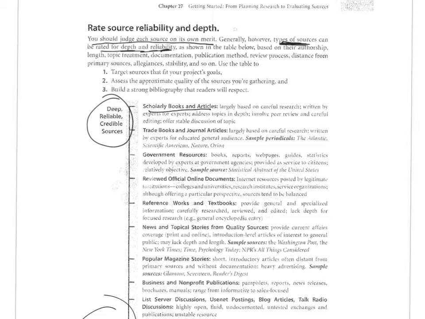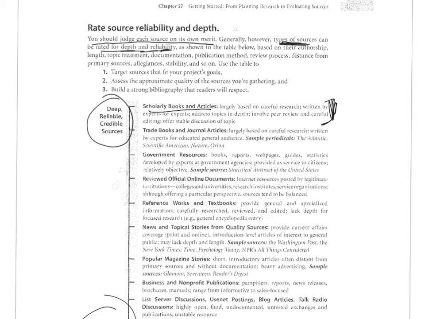So these types of articles are, in most cases, the best type of source for an academic paper because of the rigor and because of the research that goes into them, and because of the depth, how deep they go into a topic, and the length of the piece of writing.